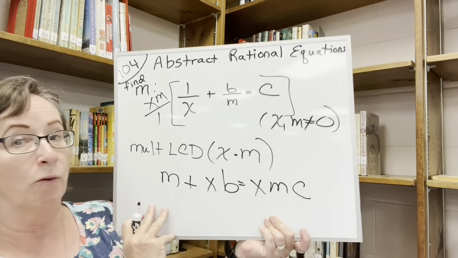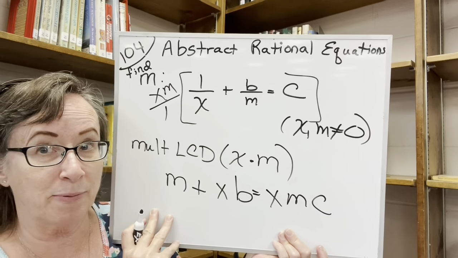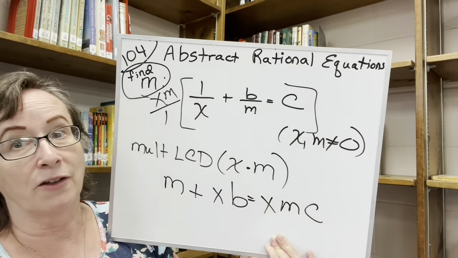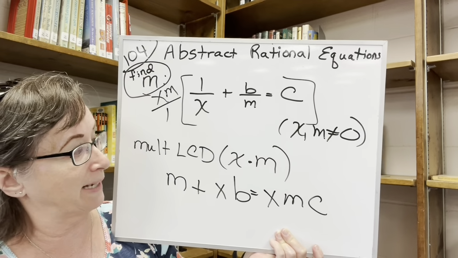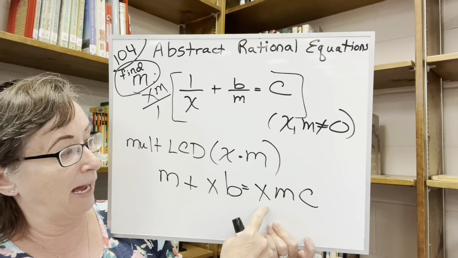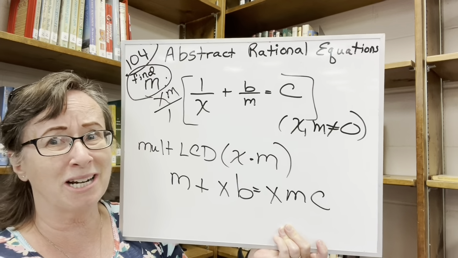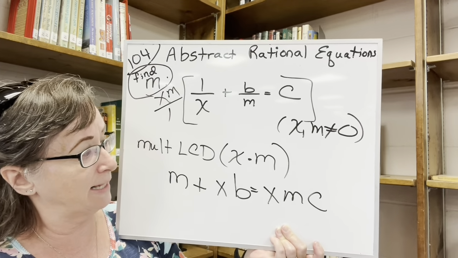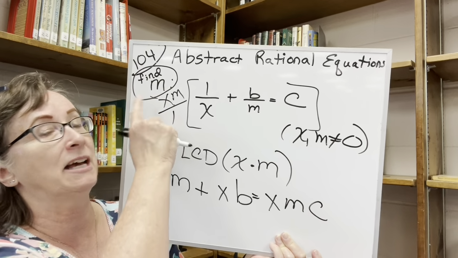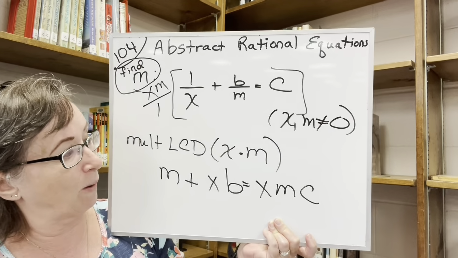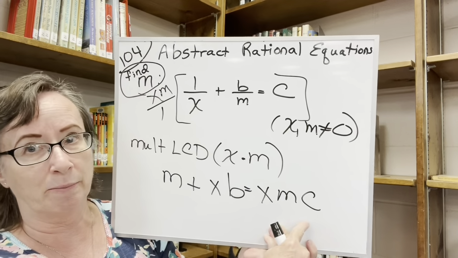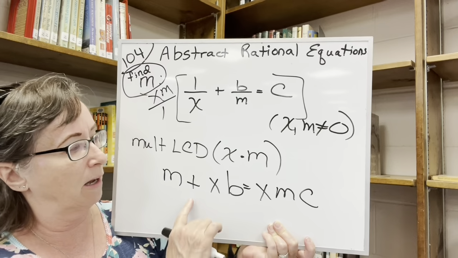Now, when we are solving abstract, we have to pay particular attention to what we're supposed to solve for, because you can see I have an m, I have an x, I have a b, I have a c. I have 4 different variables in this equation. This could be very confusing, but they tell me which one to solve for. So I'm trying to get all the m's on one side. I have an m over here and an m over here. I'm going to get all the m's on one side.